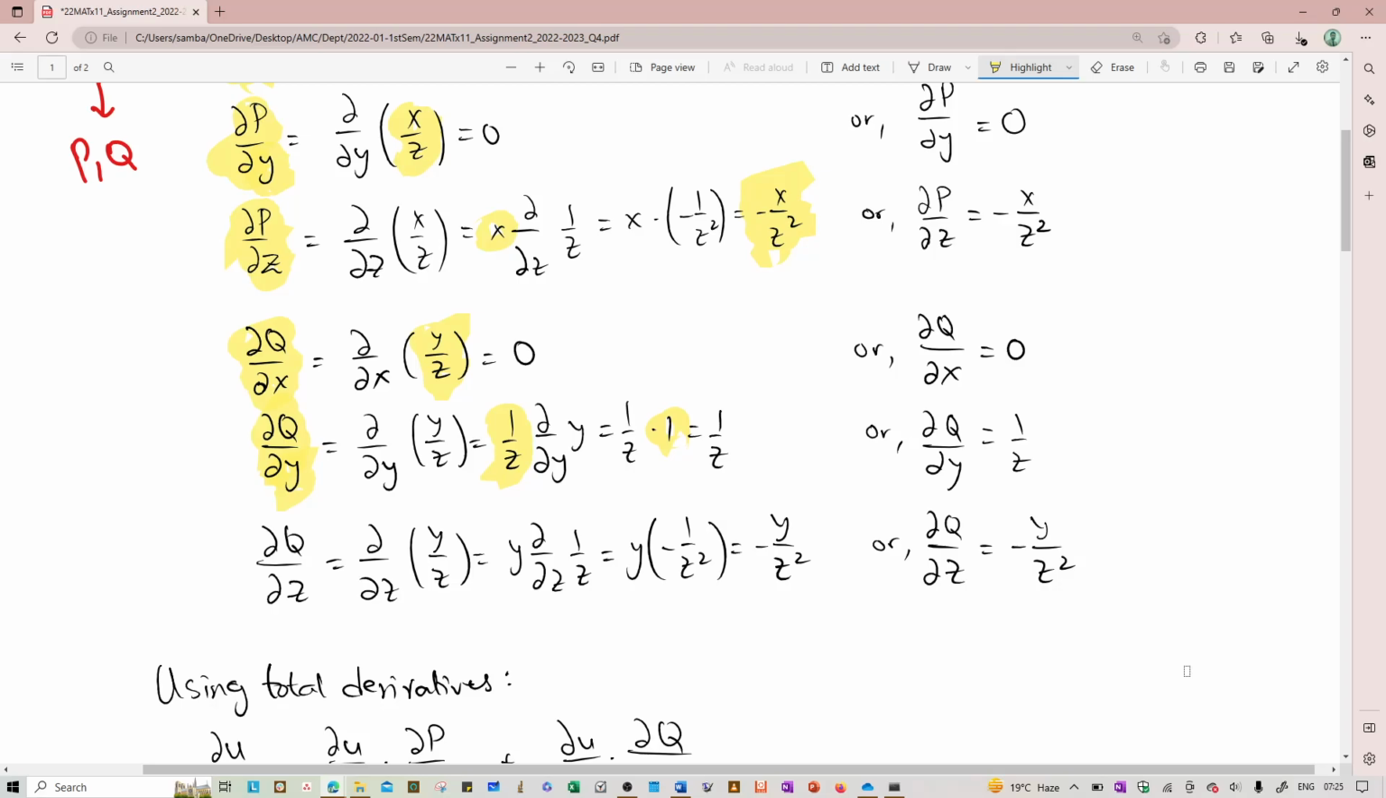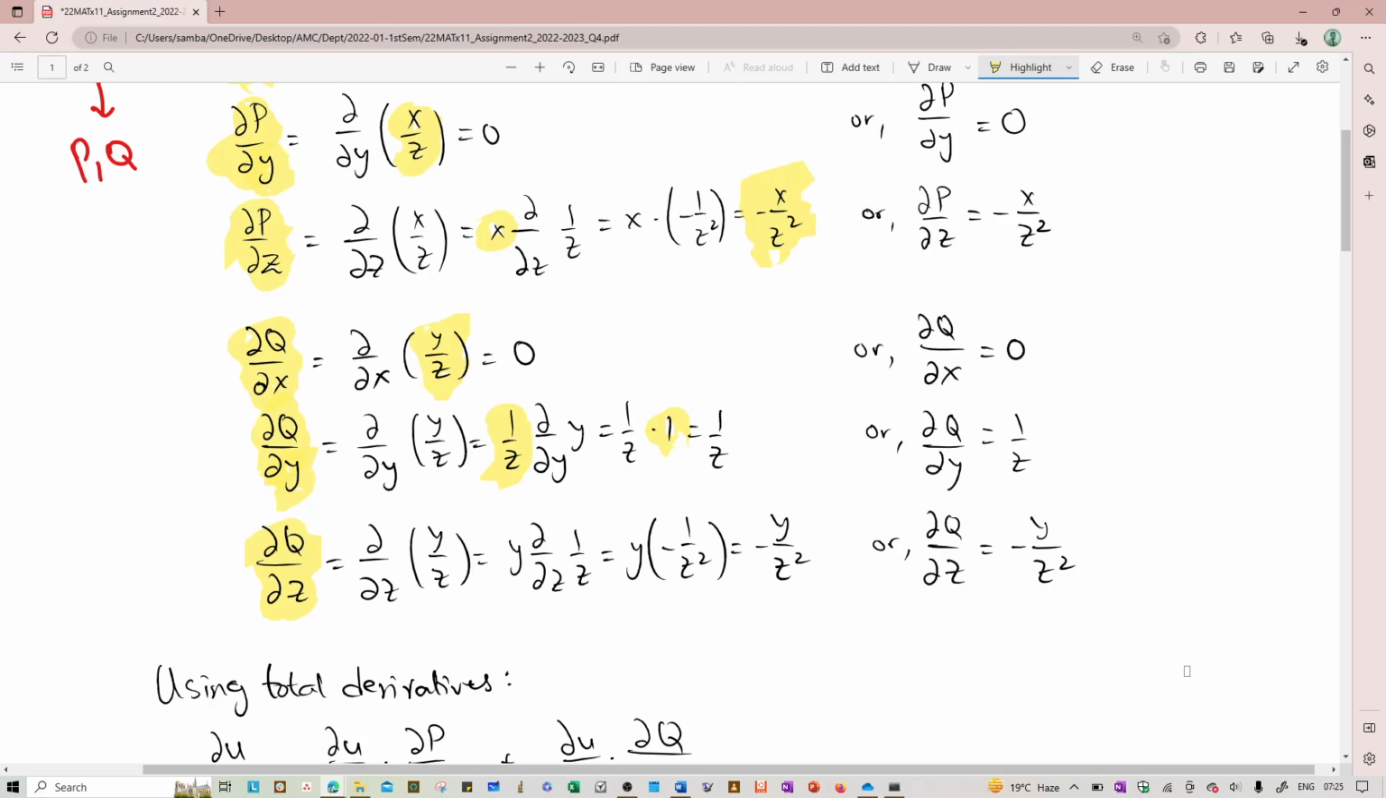Finally, remember, we're establishing relation between the old variables x, y, z and the new artificial variables p and q. So we have found out all the combinations. This is the last combination that we need to find out, the relation defined by the partial derivative of q with respect to z.